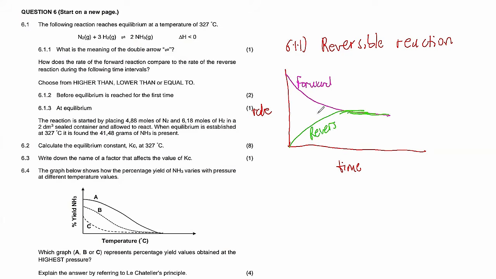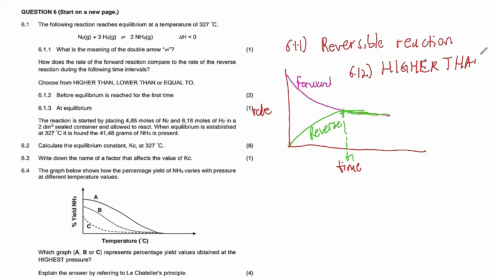Now from this graph, we can tell that before equilibrium is reached for the first time, remember, T1 here, let's say this is when equilibrium is reached for the first time. So before equilibrium is reached for the first time, you can see that the forward reaction is the one above the reverse reaction, which means that the rate of the forward reaction is higher than the rate of the reverse reaction. So for 6.1.2, we are supposed to say it is higher than.